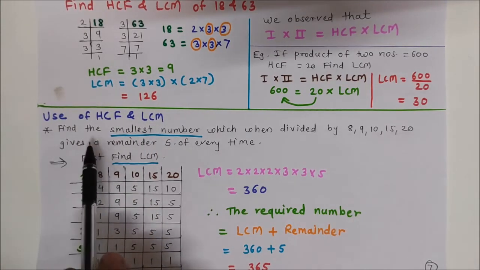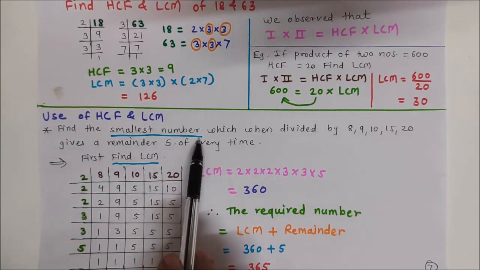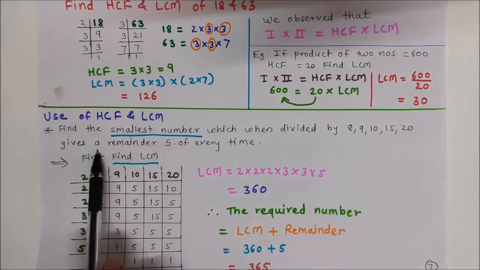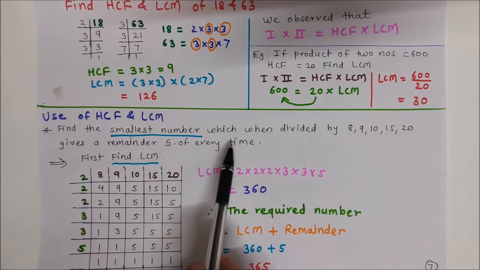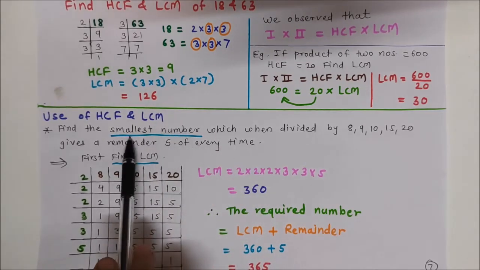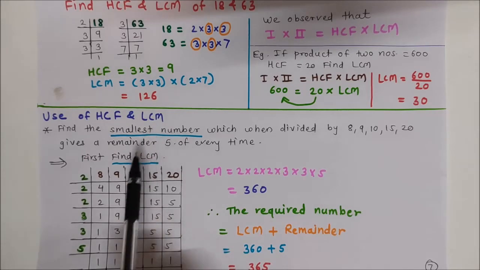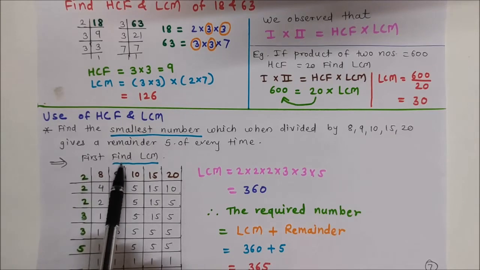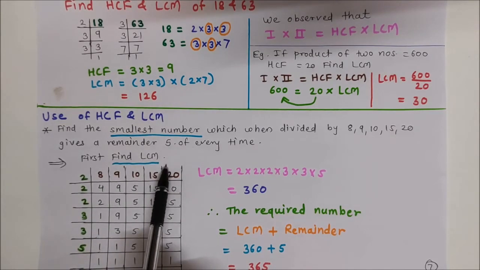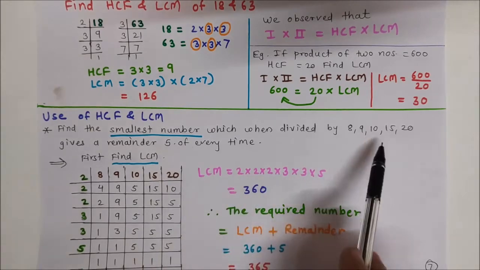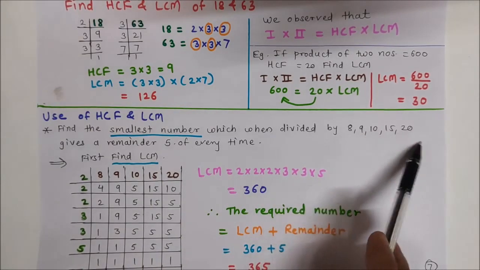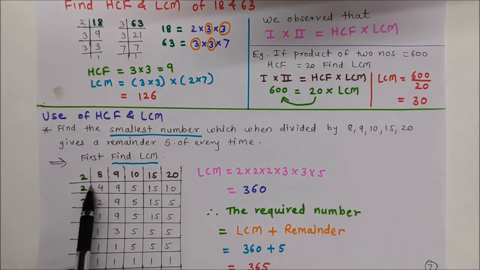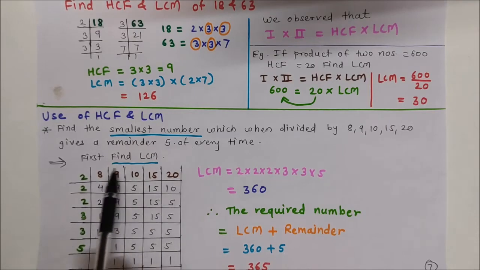Let's see one example. Find the smallest number which when divided by 8, 9, 10, 15, 20 gives a remainder 5 every time. We have to find the smallest number, that's why first find the LCM. Here we can use the direct method. So write down all 5 numbers at a time. Use the test of divisibility to find prime numbers that divide the numbers.